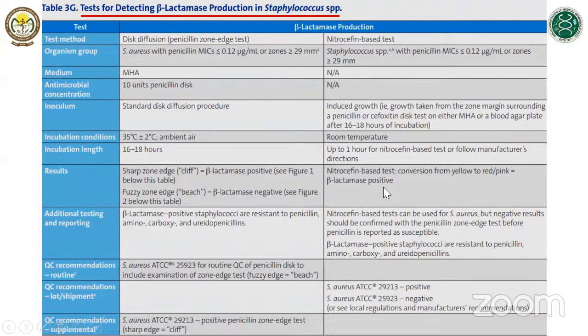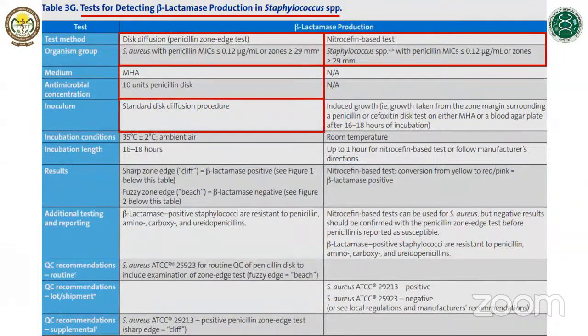So when it comes to Table 3G, we can see the disk diffusion penicillin zone edge test, for which we use any of the Staph aureus strains with an MIC of 0.12 or less, or zone diameters of more than 29 millimeters. The medium that we use is Mueller-Hinton agar, and a 10 unit penicillin disc is used. It's a standard disk diffusion procedure, nothing very complicated about it.